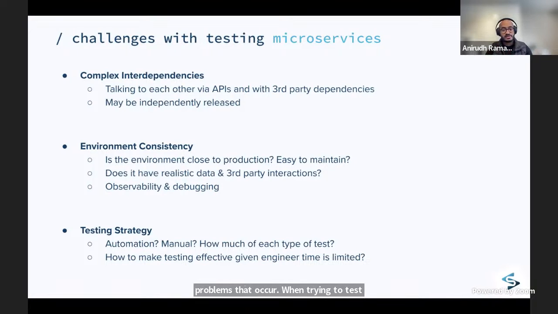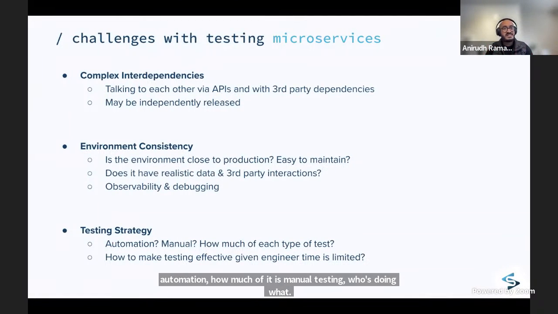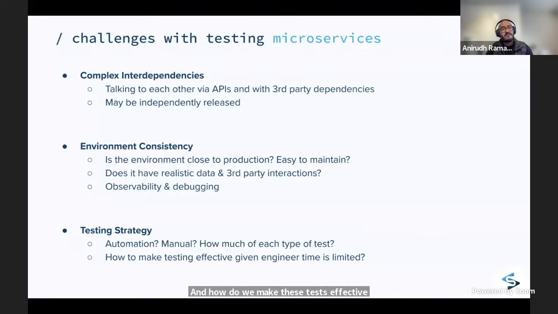And then, of course, the largest of them all, we have to look at the testing strategy itself: how much automation, how much of it is manual testing, who's doing what, and how do we make these tests effective? There are many different versions of this out there. Different people have different strategies here. So we'll talk a little bit about the testing strategy itself, and based on what I've seen in the wild, what it is converging towards, and then I can launch off into how this system can be built.